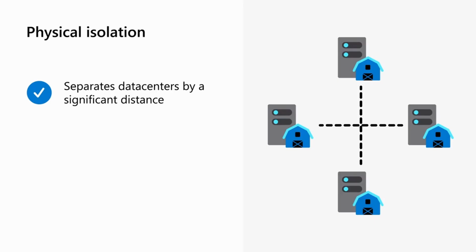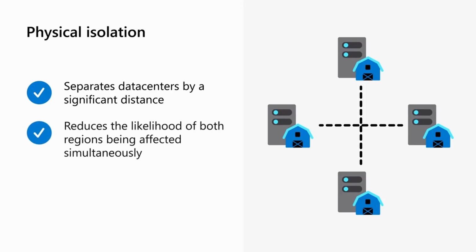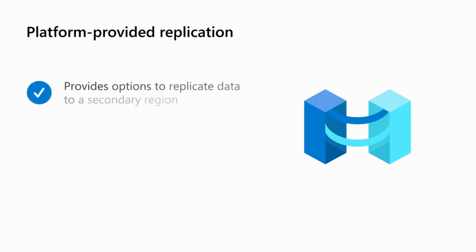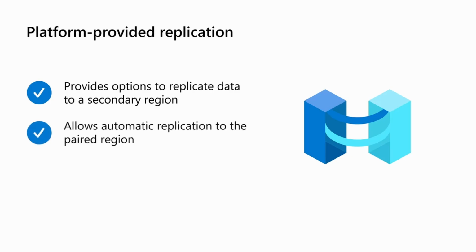Physical data center separation reduces the likelihood of both regions being affected simultaneously due to natural disasters, civil unrest, power outages, or physical network outages. Geographical factors influence physical isolation, including geography size, power, and network infrastructure availability and regulations. The next benefit is platform-provided replication. Azure provides replication options, such as the geo-redundant storage option, for replicating your data to a secondary region. This option allows automatic replication of your data to the paired region to protect against regional outages.